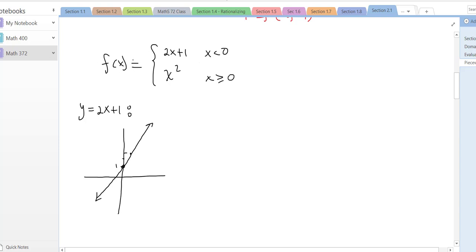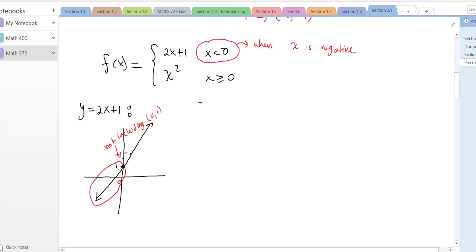Now the function says we only want it to look like this line for the x's when x is less than 0. So this is just as we did before, when x is negative. So that means here's 0. So I only want this part of the graph when x is negative. And I am not going to include the intercept. Okay, we don't include the y-intercept.